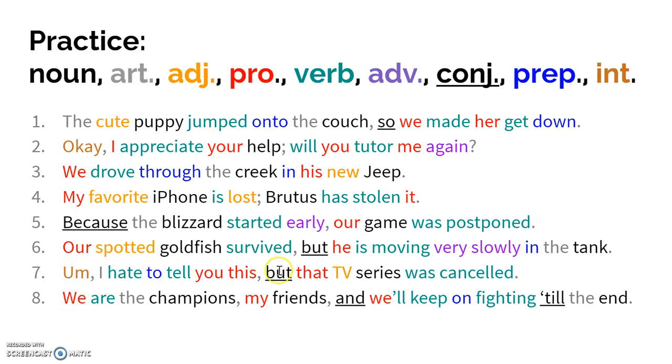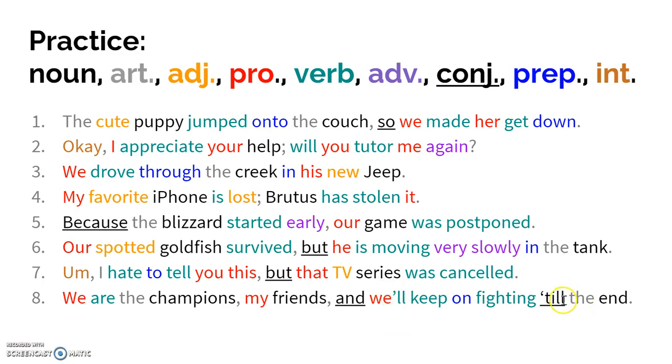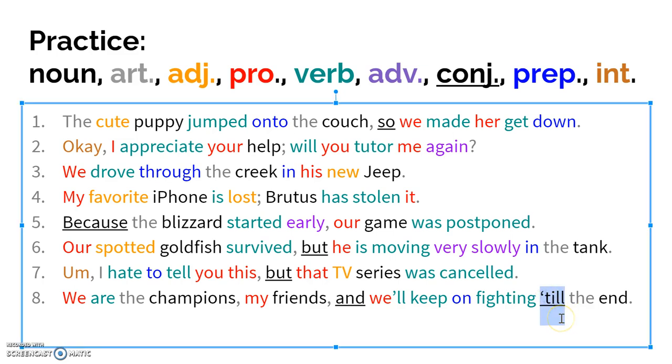Interjection. I hate to tell you this, but that TV series was canceled. And then number 8, we are the champions, my friends, and we'll keep on fighting till the end. 2 things here. We will has been contracted into one word, we'll. Just keep in mind that technically this one word represents both a pronoun and a verb, because the word will is hiding in the contraction. And then the word until has been abbreviated to just till, but it's still a conjunction because until is one of those awubis words.